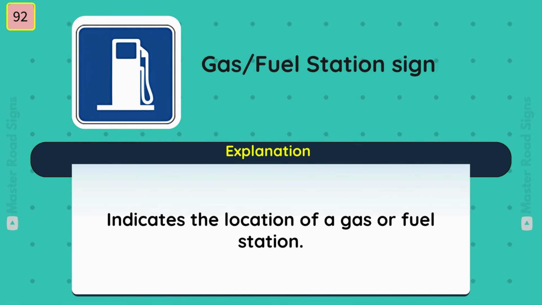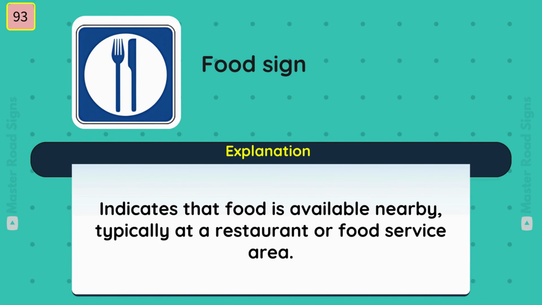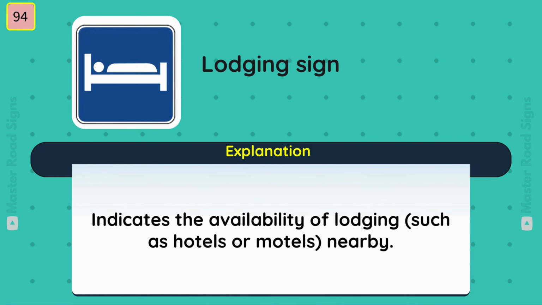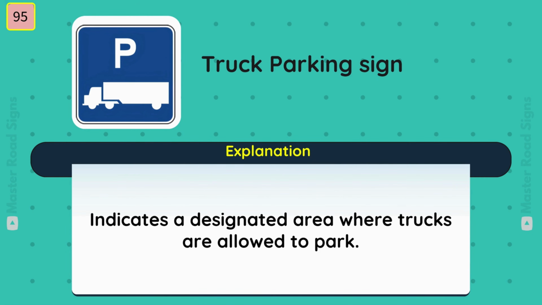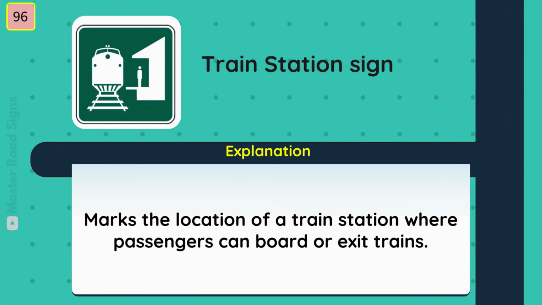Gas fuel station sign indicates the location of a gas or fuel station. Food sign indicates that food is available nearby, typically at a restaurant or food service area. Lodging sign indicates the availability of lodging, such as hotels or motels, nearby. Truck parking sign indicates a designated area where trucks are allowed to park. Train station sign marks the location of a train station where passengers can board or exit trains.